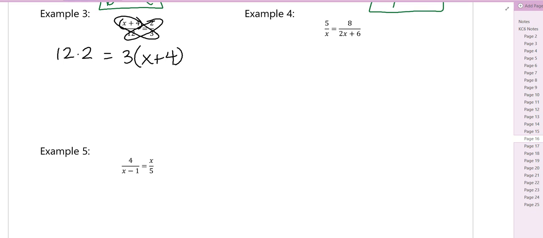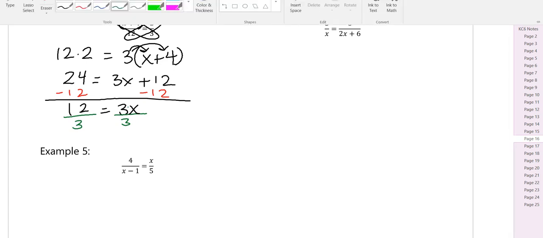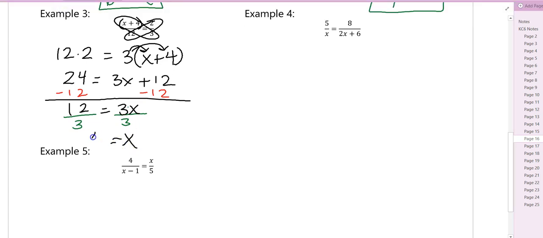So now if we simplify, 12 times 2 is 24. 3 times x plus 4. Well, 3 times x is 3x. 3 times a positive 4 is a positive 12. Now I want to get x by itself, so I have to do my adding and subtracting first. So I'm going to subtract 12 over. That's going to give me 12 equaling 3x. And then I'm going to do the opposite operation. So that's multiplying. So the opposite is to divide by 3 on both sides, and x is going to equal 4.